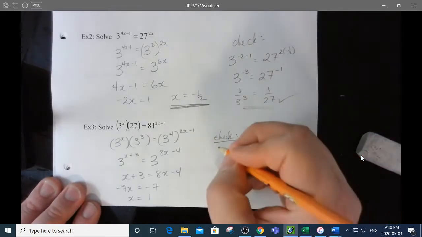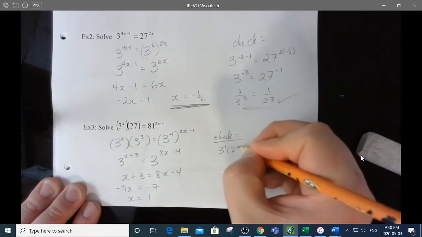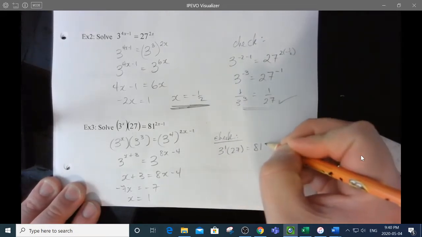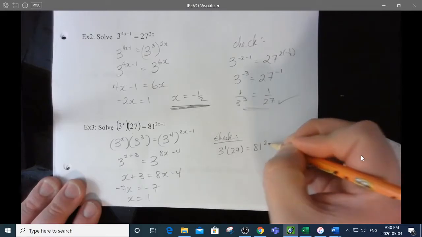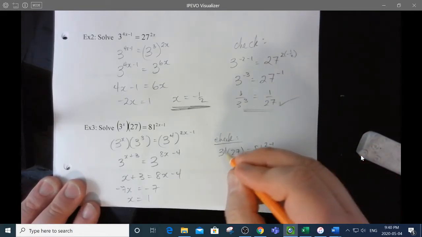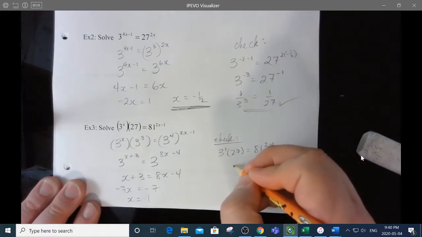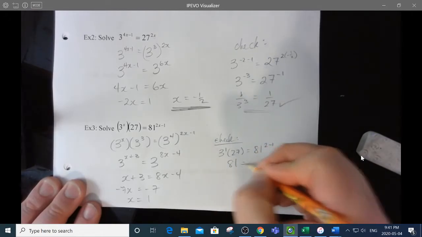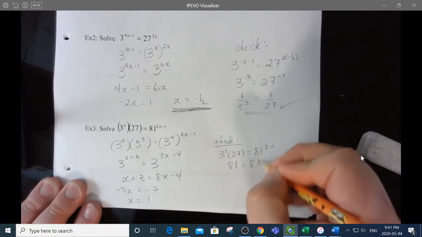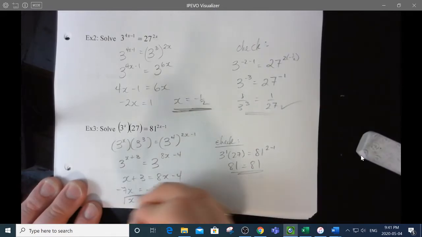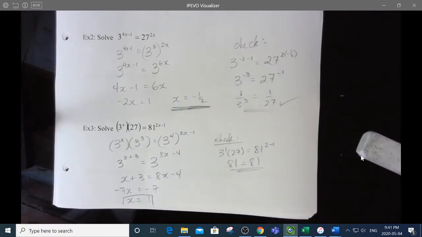Yeesh, sorry. So 3 to the power of 1 times 27 equals 81 to the power of 2 times 1 minus 1. So that's 3 to the 1 times 27. 3 27s is 81. And 81 to the power of 1 is 81. You betcha. That is correct. Okay.